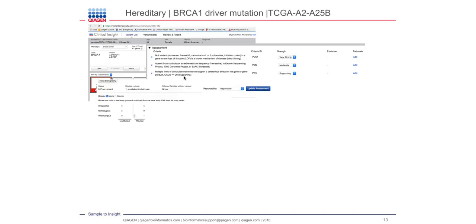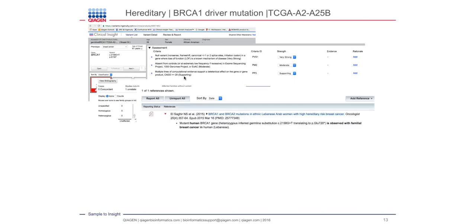And when we took a look at the literature, we had one publication. So really, all the curation and systematic curation, the way QIAGEN does, allows you to identify even those rare publications. And you have one in there. And when we took a look at it, we actually saw that it was a publication in 2015 where BRCA1 and BRCA2 were studied in Lebanese Arab women that had high hereditary risk of developing breast cancer.